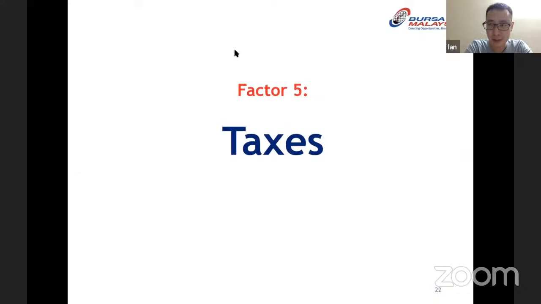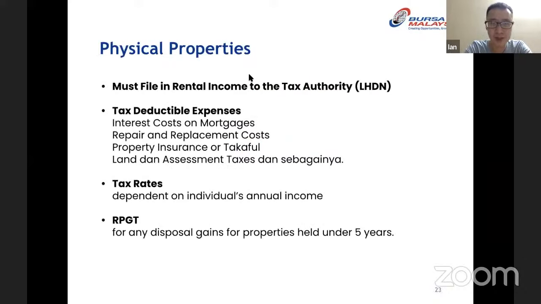And last but not least, we have factor number 5, which is income tax, or taxes. For physical properties, if we collect rental income, we must file our rental income to the tax authorities. However, we can deduct the following expenses from the rental income. The first one is if we take a loan for our properties, the interest cost is deductible. If along the way we incur some repair and replacement costs, that is tax deductible. Let me explain what I mean by replacement costs.